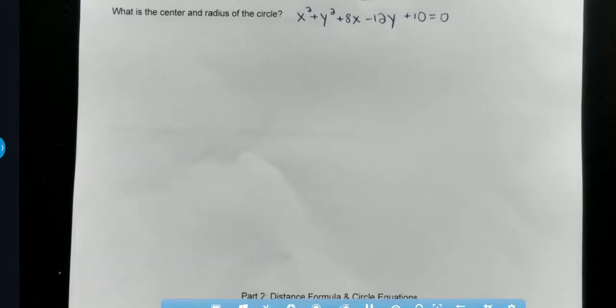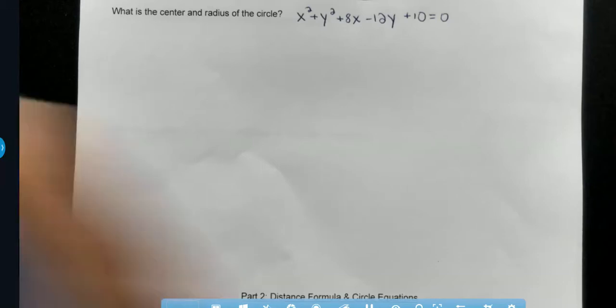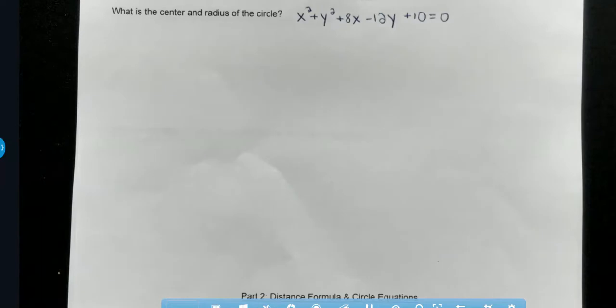This time we're going to talk about going from general form to standard form. Remember, we said general form wasn't very useful to us because it doesn't tell us the center or the radius. So we can use completing the square to get our general form equation into standard form.